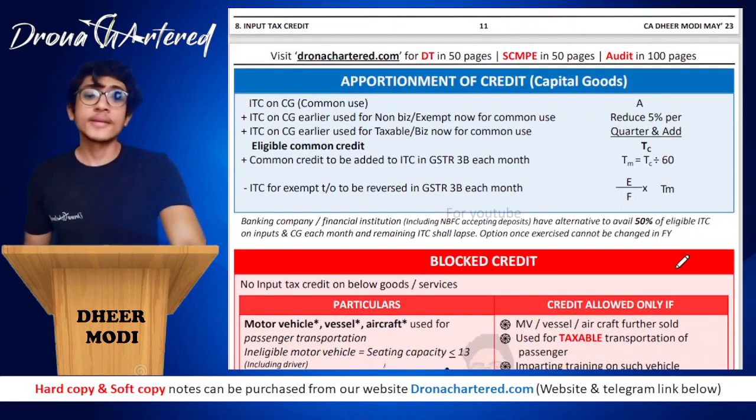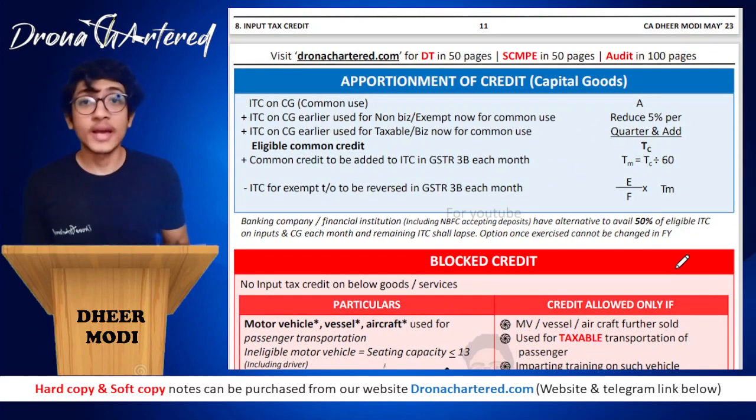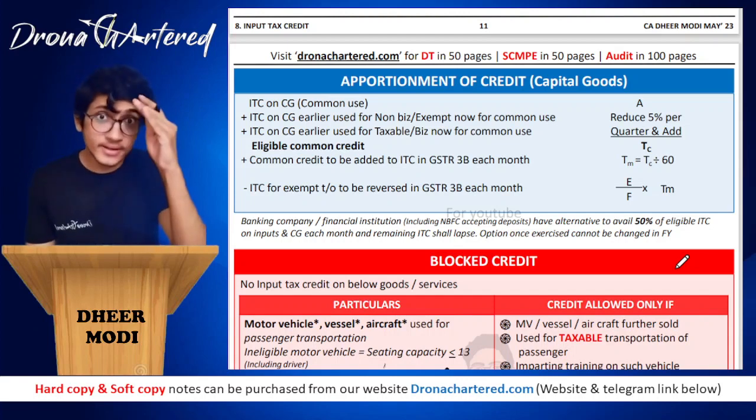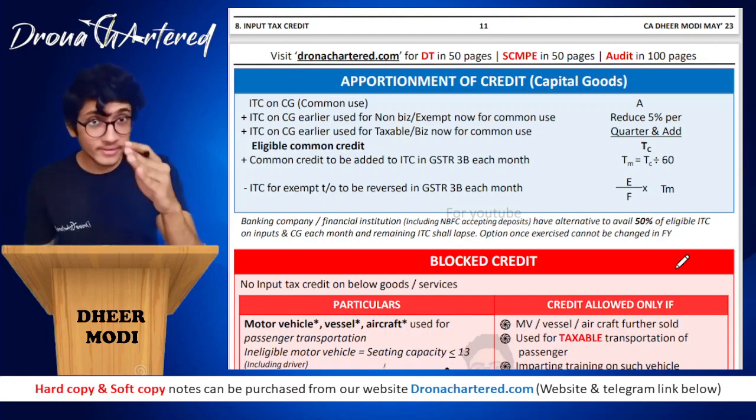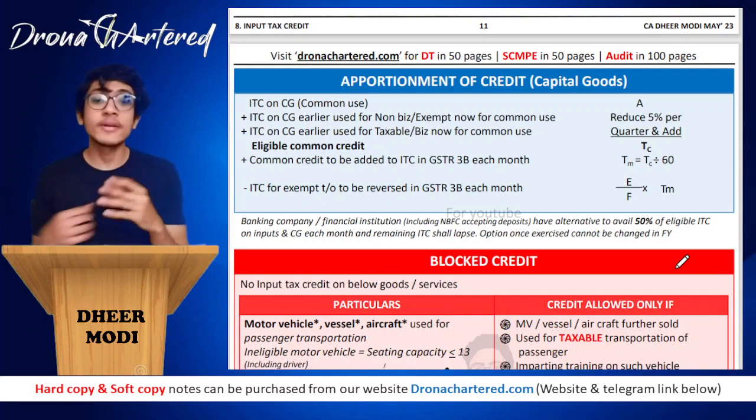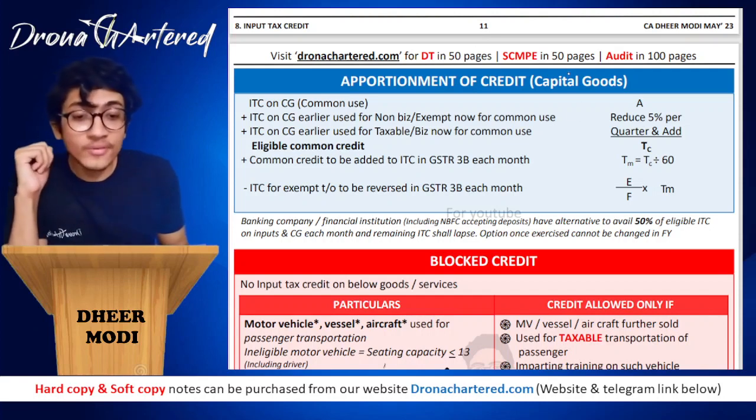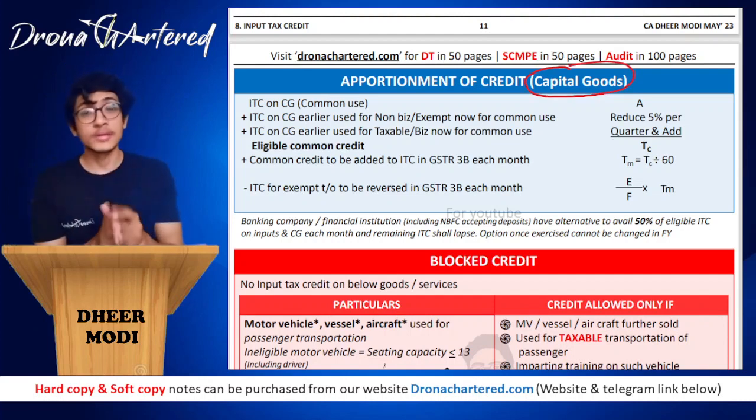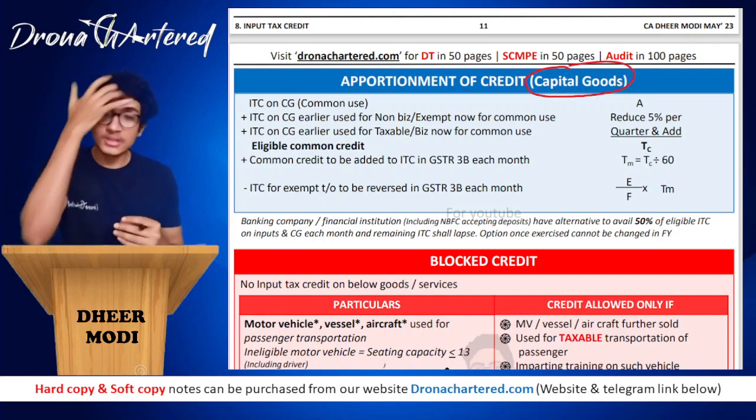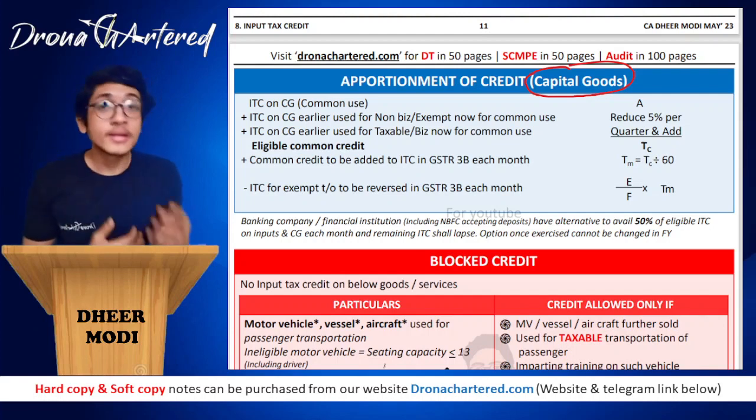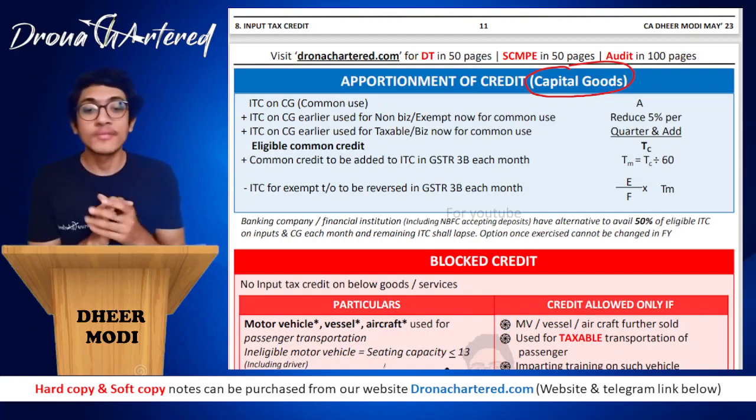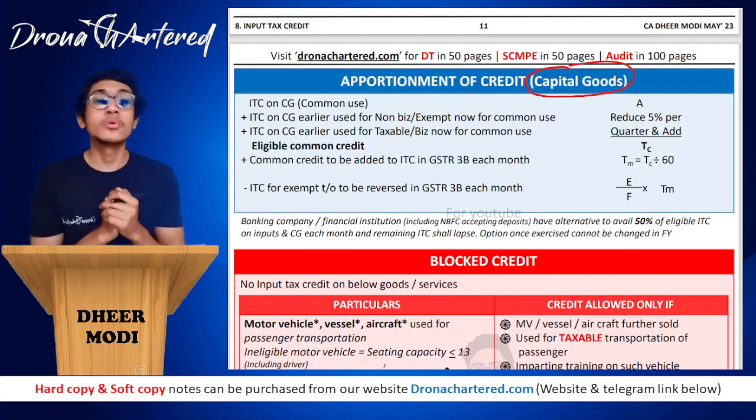Okay. Now next is your apportionment of credit for capital goods. So what table that we did, C1, then we subtracted, we reached C2, then C3, everything that we did, that was only for inputs. Now we are doing apportionment of credit for capital goods. That is, for example, any machinery or something you purchase. Now this machinery manufactures both your taxable supplies and exempt supplies. Now how to bifurcate? Therefore, we have to do for capital goods also.